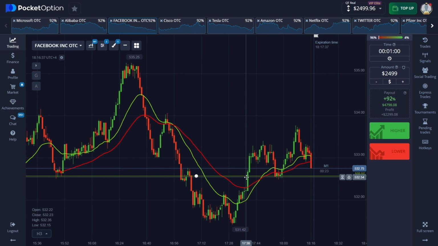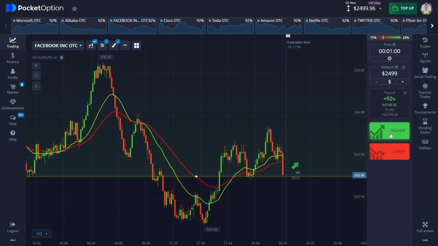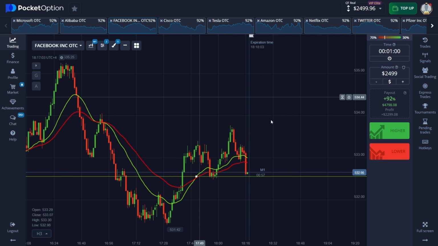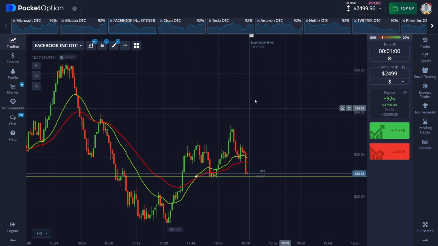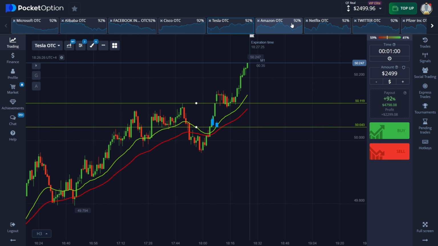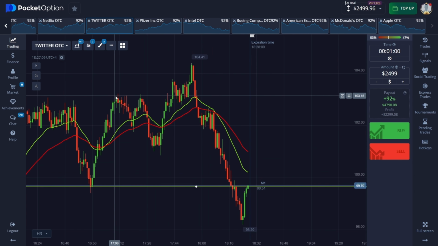We have a trade on Facebook OTC, but it's too far, so we'll avoid it. And it looks like a good trade. Let's wait for a good entry. If we get a good entry, we can try, otherwise, we'll avoid this trade. Let's find another trade. Twitter seems to be a good option. There is a resistance level, but let's wait for a good entry. If we get a good entry, then we can proceed.